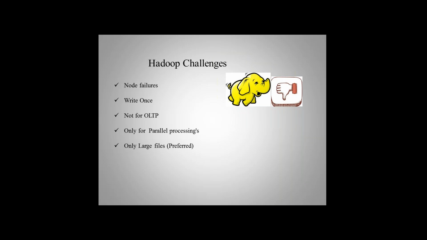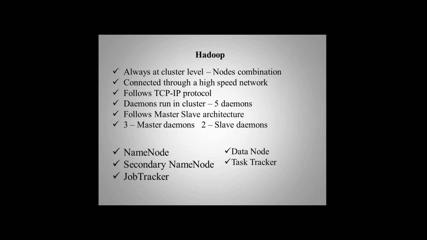And this is the major discussion where our exact journey is going to start. So as I stated, Hadoop is always at a cluster level where it has a combination of nodes, connected through a high-speed network where the network speed will be at least 10 Gbps. And they'll follow the TCP/IP protocol. Exactly, they'll be following IPv4, disabling IPv6.